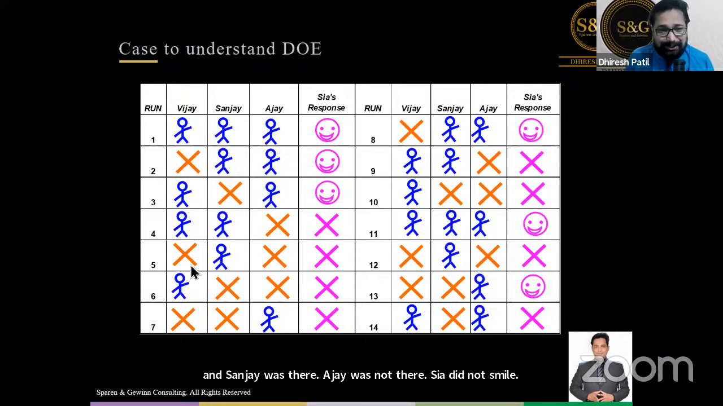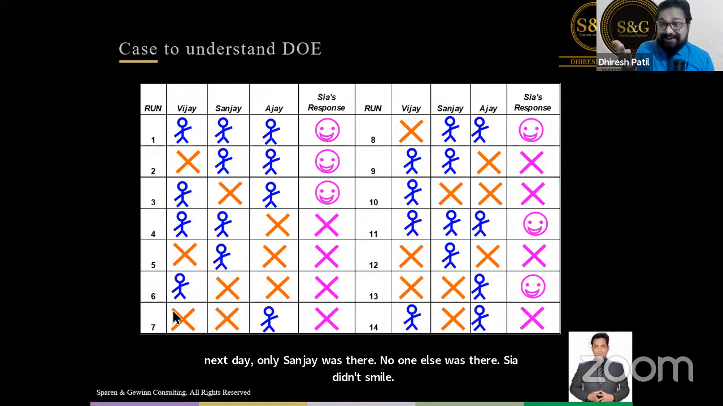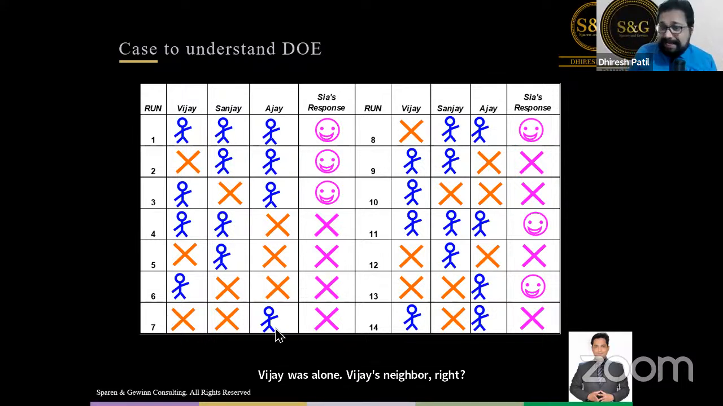Okay, so the next day only Sanjay was there. No one else was there. Sia didn't smile. Vijay was alone. Vijay's neighbor, right? But still Sia didn't smile. And here is, so till the sixth experiment, you will see every time Ajay was there, Sia is smiling, right? But the seventh time, Ajay is alone, but Sia didn't smile. A big twist in the story.